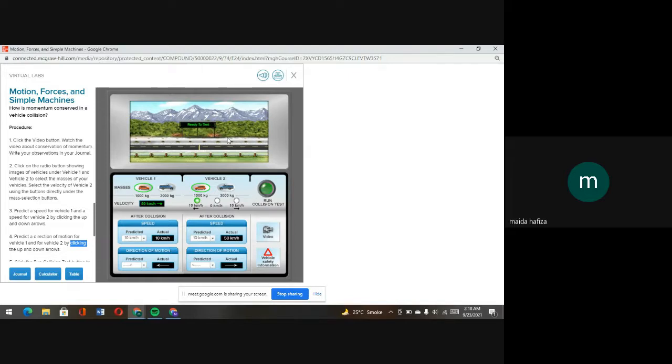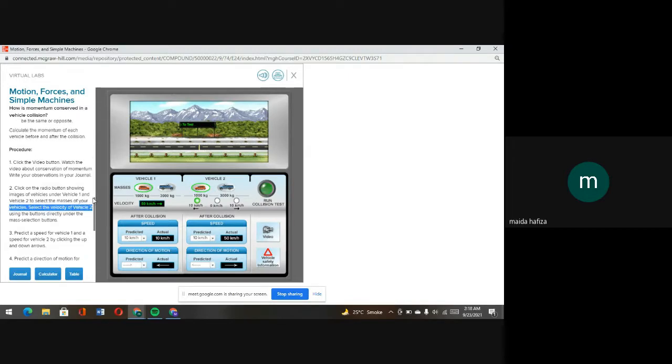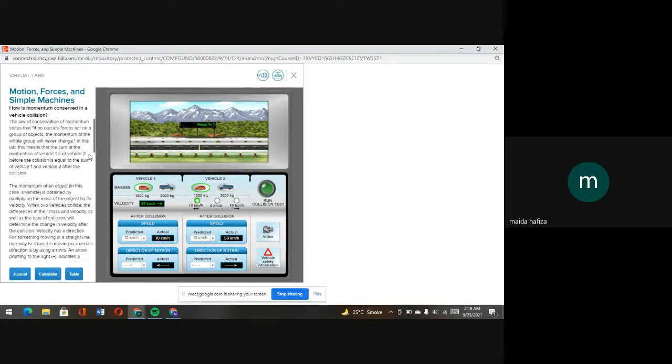First of all, you have to learn about what is momentum. The law of conservation of momentum states that if no outside force acts on a group of objects, the momentum of the whole group will never change. In this lab, this means that the sum of the momentum of vehicle 1 and vehicle 2 before the collision is equal to the sum of the momentum of vehicle 1 and vehicle 2 after the collision.